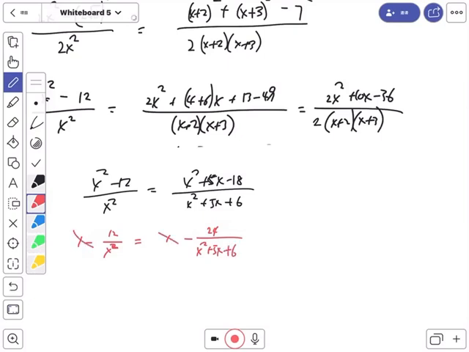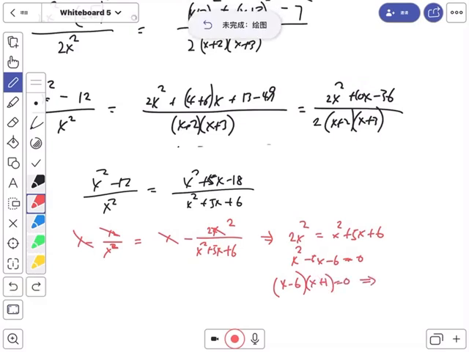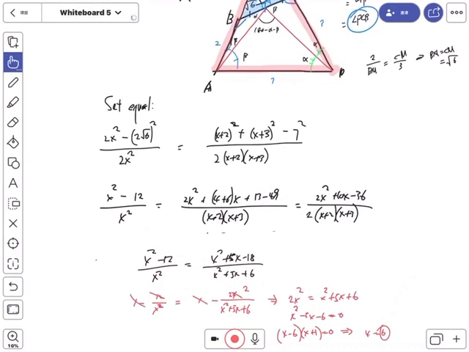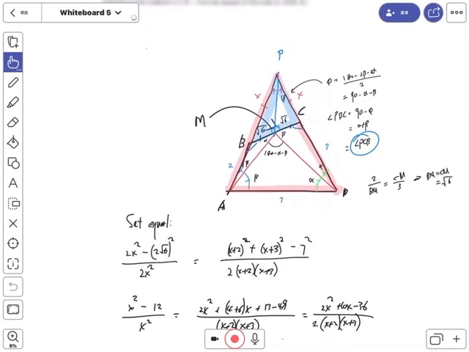So 1 cancels, and then we can also cancel the 2. So 2x squared, we'll do x squared plus 5x plus 6. So x squared minus 5x minus 6 is equal to 0. So now we can actually just factor this. But well, we cannot have this be 0, so x is equal to 6. Now let's just plug it back into the diagram.